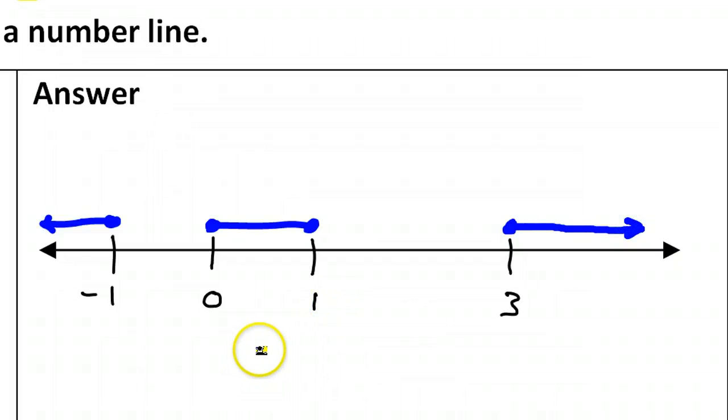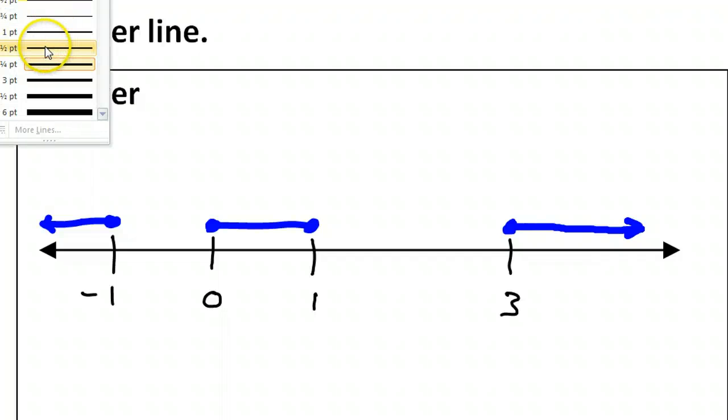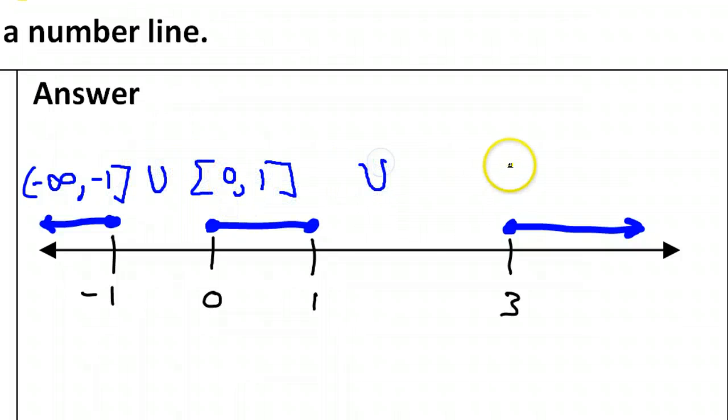Okay? Now to me that is 10 times faster than doing all those test values. So if you're a visual thinker, this is definitely the way to go. And then just like we did before, once you have this, the interval part is the same. -∞ to -1, 0 to 1, 3 to infinity.